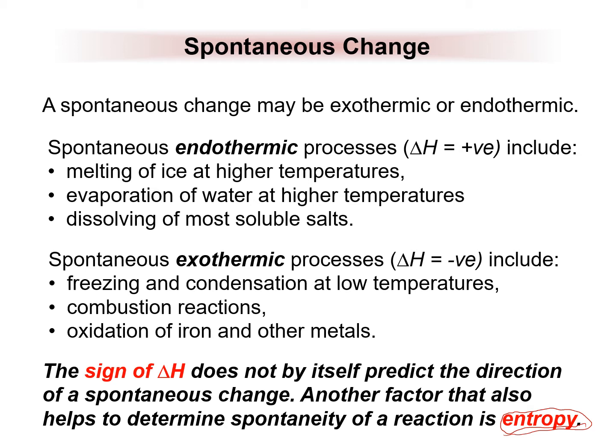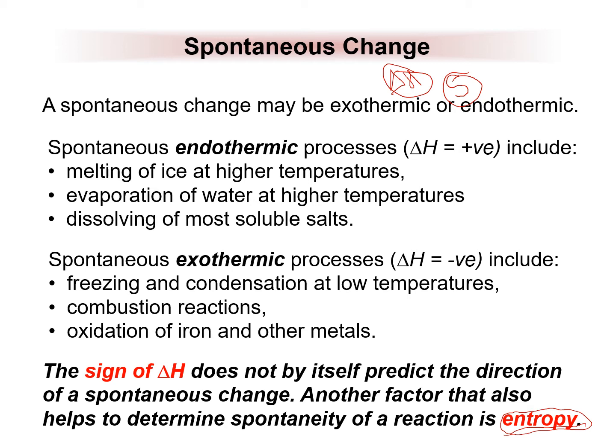So whenever we want to predict, is a reaction going to be spontaneous or not, how can we predict that? We have to look at two factors. One of them is delta H. The second one is entropy. Entropy is given by the symbol S. So there are two factors that you have to consider before you can predict is a reaction going to be spontaneous or not. All right.